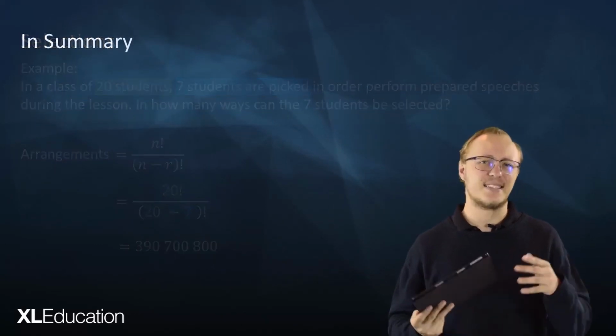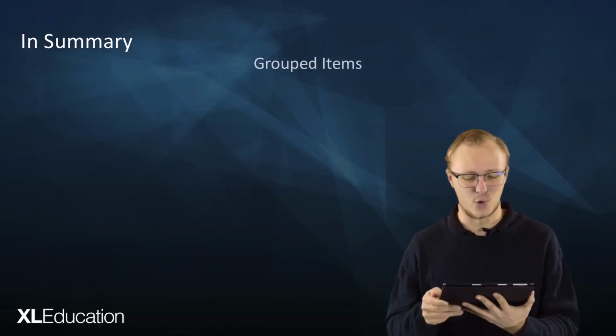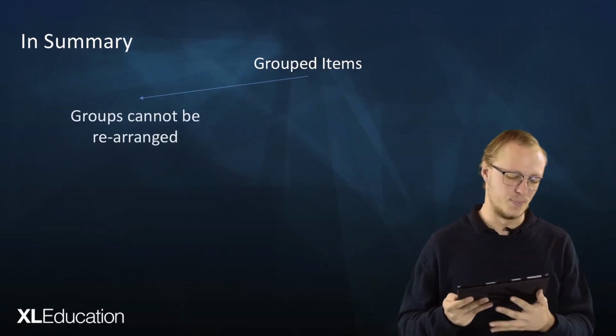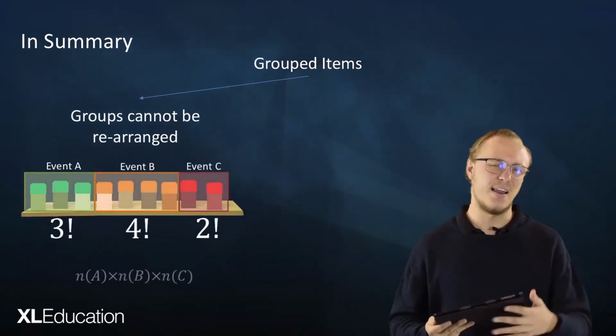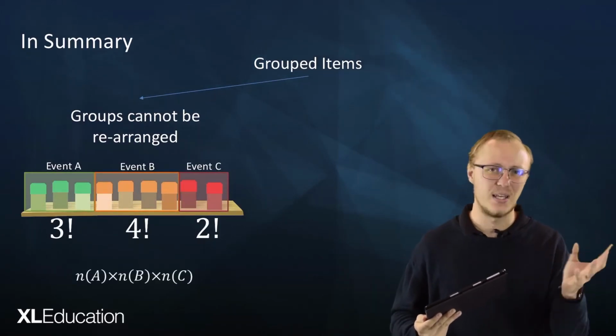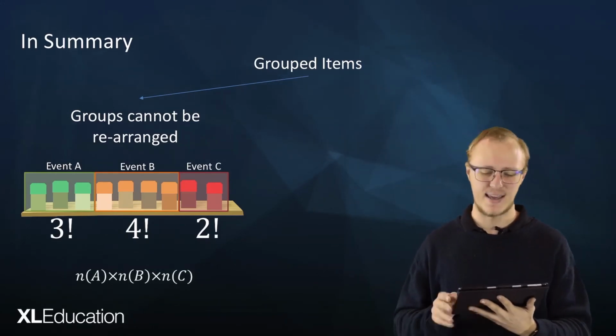Okay, let's summarize what we've learned today. We learned how to deal with grouped items, and we saw there were 2 ways. There was the instance where the groups could not be rearranged. And that is when you just find the number of ways that the things can be arranged within each group and then multiply that together.